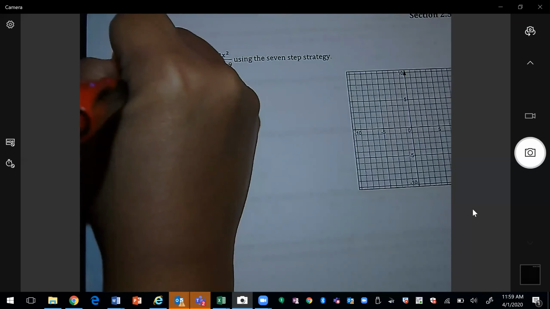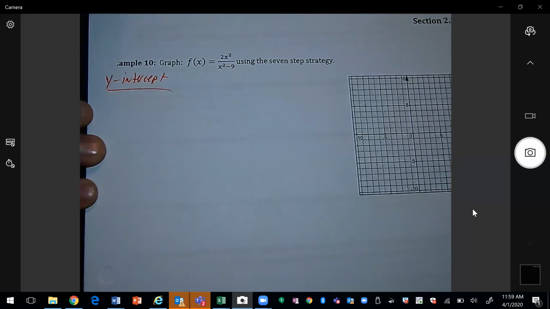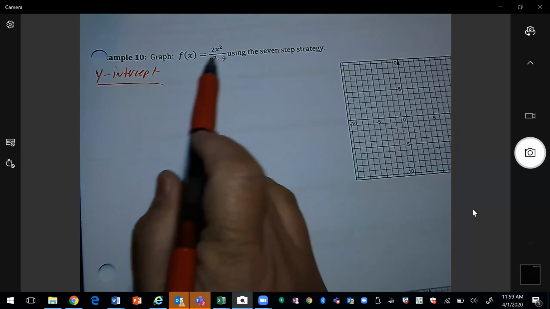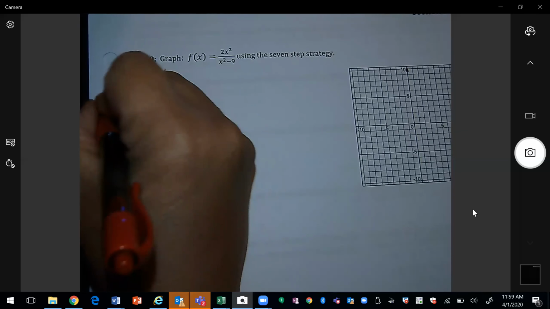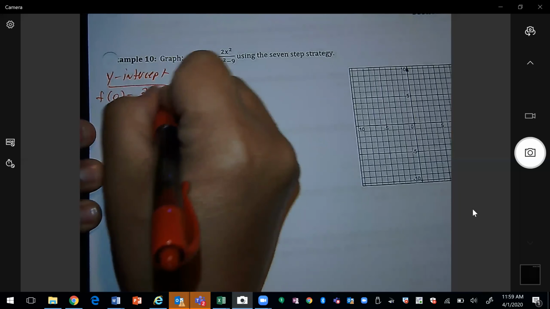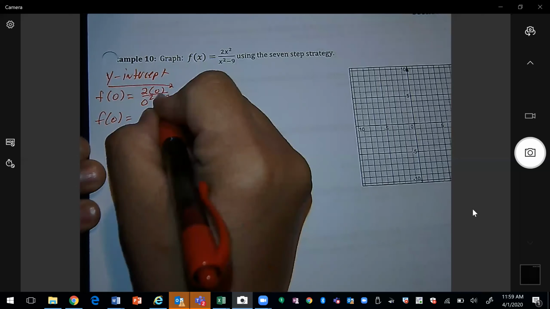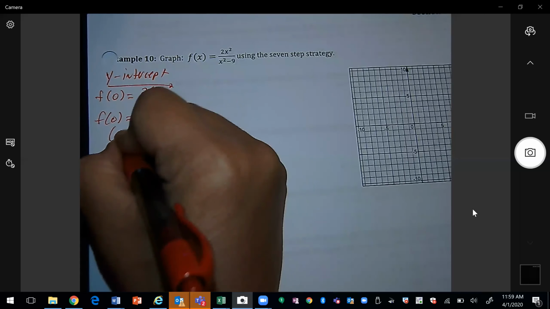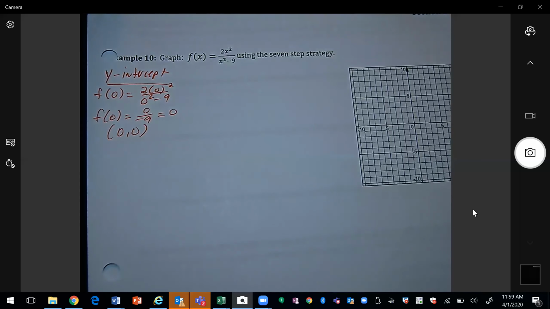Okay, so first let's find the y-intercept. So to find the y-intercept, we let x equal 0. So I'm just going to refer to the function here and not write it every time. That way it saves space. So f of 0 is equal to 2 times 0 squared divided by 0 squared minus 9. So 2 times 0 squared is 0. And we end up with 0. So our y-intercept is 0, 0.